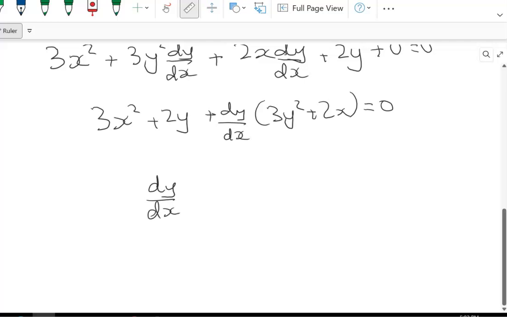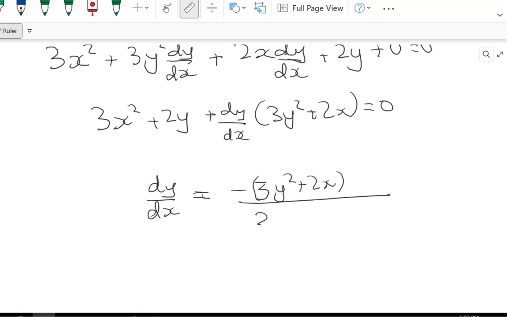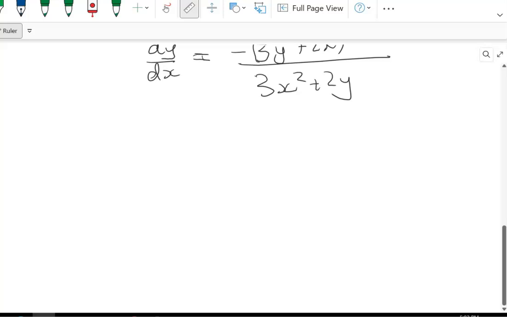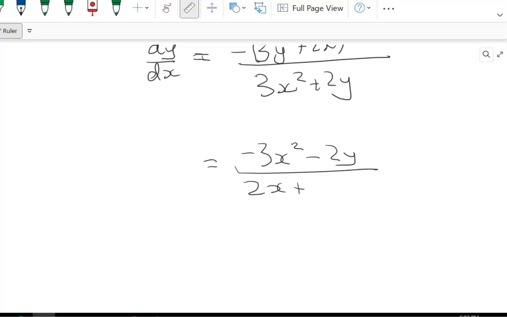And we just do our usual thing, so dy by dx will be negative, subtracting 3x squared plus 2y from both sides, over 3y squared plus 2x. Right, now you can make that a bit prettier, you can expand it out, do whatever you want. I think in my worked solutions I've done this, so I did expand. I got negative 3x squared minus 2y over 2x plus 3y squared. Right, well worth quickly checking back and making sure you haven't mucked that up.